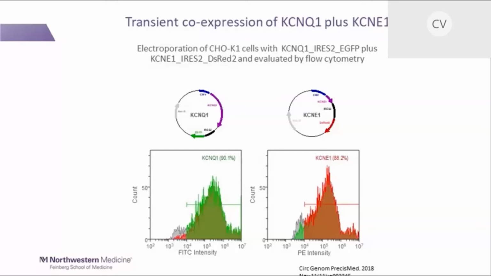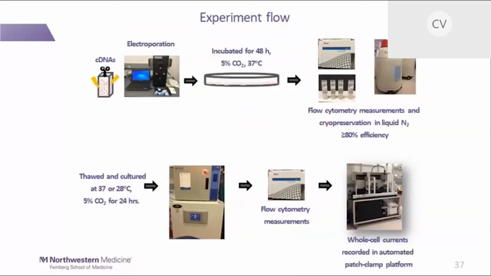The plots below show the transfection efficiency for both plasmids evaluated by flow cytometry. We are currently getting levels of about 90% for the channel protein, while we're getting close to 90% for the accessory protein. This is a typical experiment that we do.